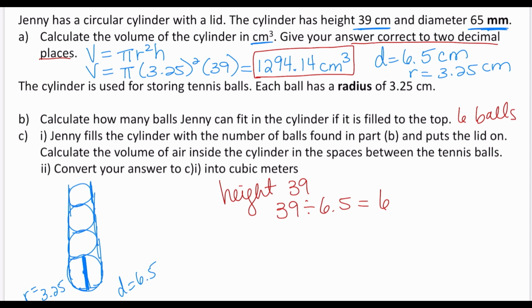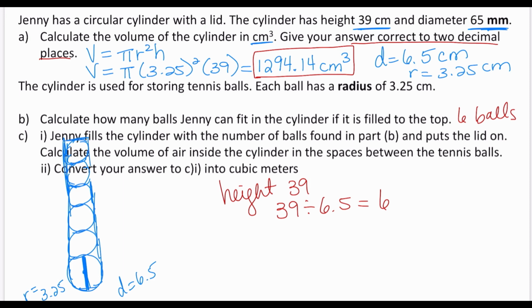Calculate the volume of air inside the cylinder and the spaces between the tennis balls. Convert your answer to part C, part 1 into cubic meters. Okay, so basically you have this container. We decided that we're going to have 6 balls in here, so we're actually missing 2 more balls. So now we have 6: 1, 2, 3, 4, 5, 6.